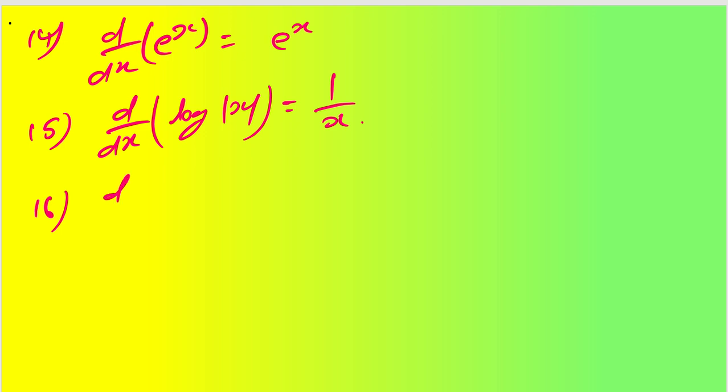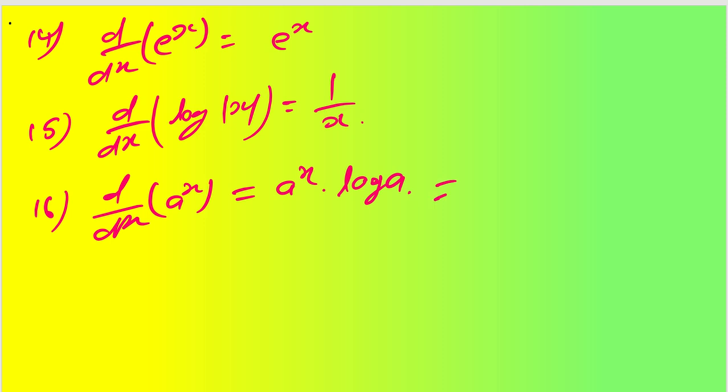Then differentiation of a to the power x, instead of e to the power x it will be a to the power x. So a to the power x will be a to the power x into log a. Okay. So this was all about differentiation formulas. Now just the opposite or inverse of this will become my integration. So I'll just tell you one of them and then we will proceed with all the integration formulas.